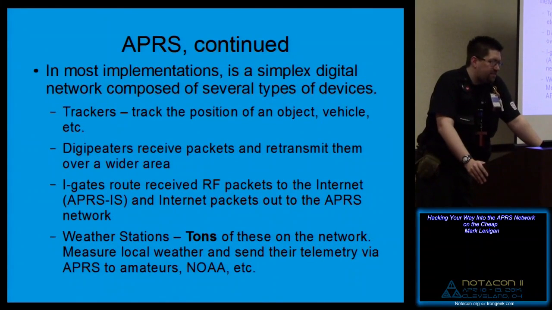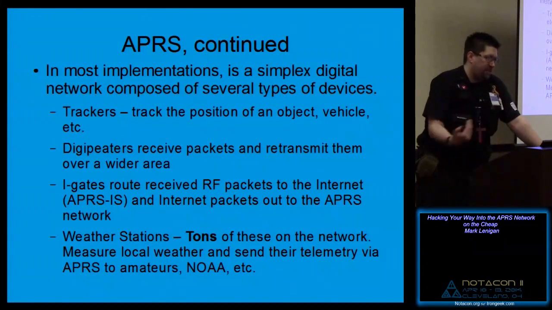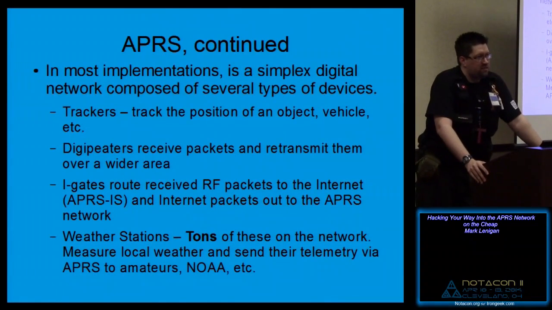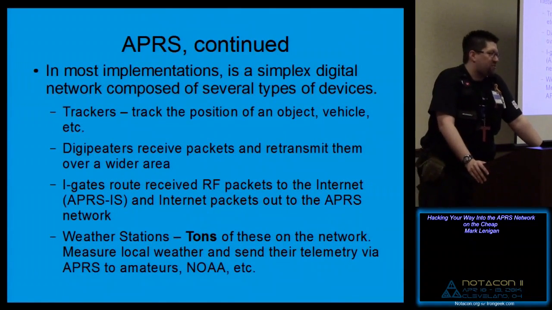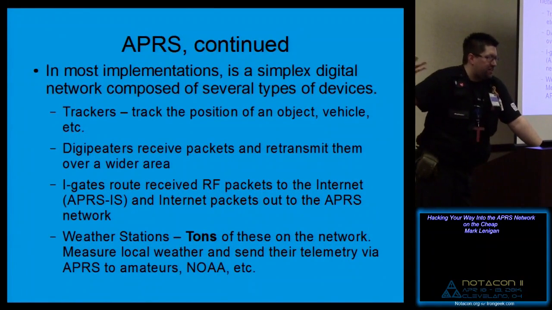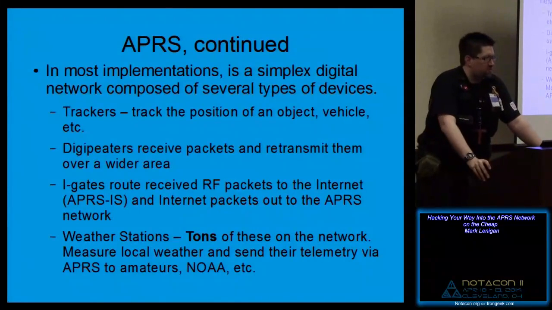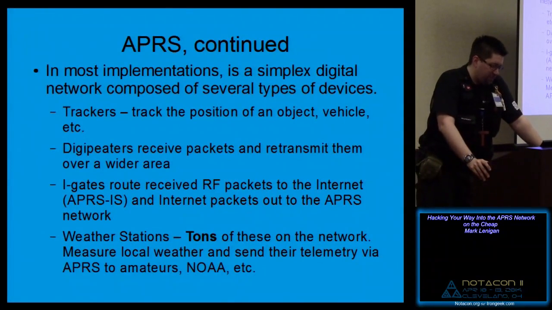There are iGates, which is a gate to the internet, and if the iGate is actually configured properly, it should be a bidirectional iGate. So if it receives a packet, it is transferring that packet to the internet. And likewise, if someone, say, in Mountain View, California, sends a text message to us here at Notacon, and it hits an iGate in Mountain View and travels over the internet, it should pop out of an iGate in Cleveland and essentially find the person that it's addressed to. Unfortunately, a lot of iGates are not configured that way.